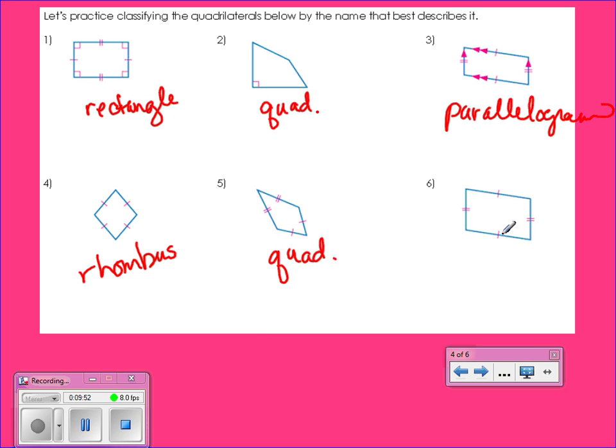How about this last one? Quadrilateral. Why can't we say for sure that it's a parallelogram? Because it doesn't have a little... Very good, guys. Triangles. It doesn't have our little triangles that indicate that it's a parallel line. We can't assume it, so we're going to say it's a quadrilateral. Okay? Questions so far?